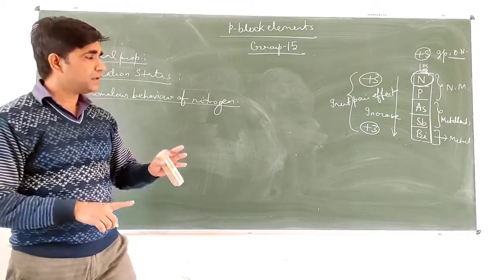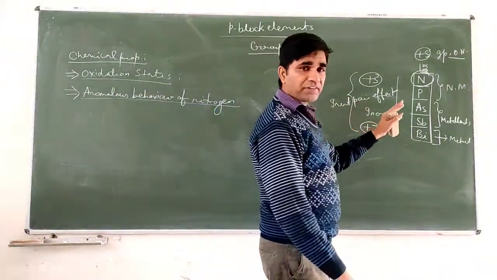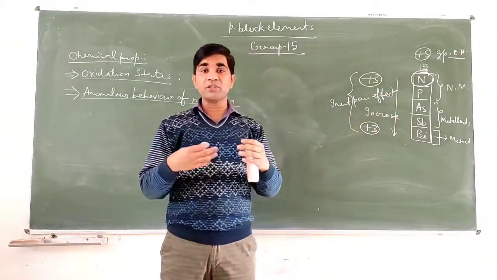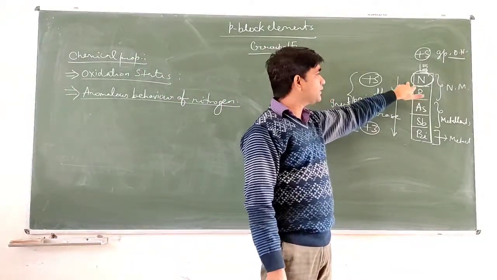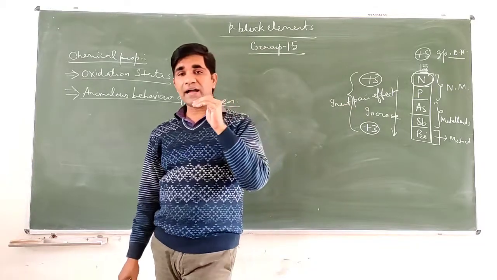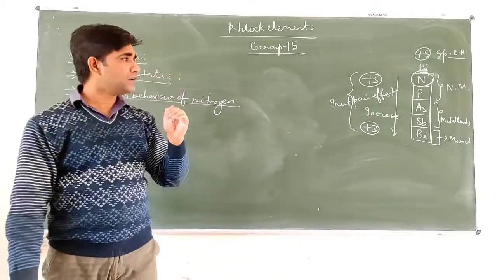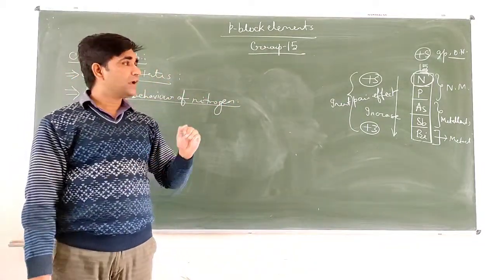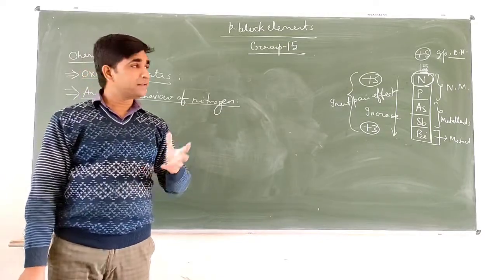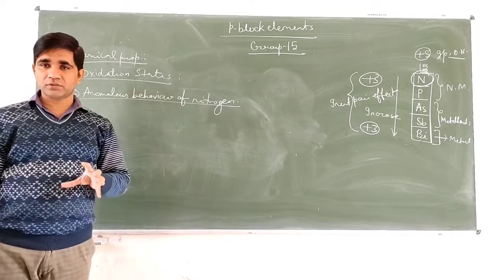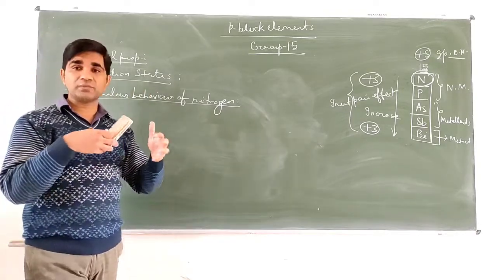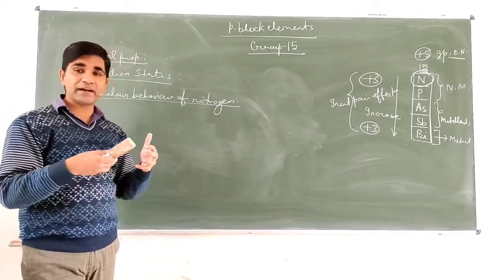I repeat again. The reasons for the anomalous behavior are: first, exceptionally small size; second, high ionization enthalpy; third, high electronegativity; and fourth, absence of d orbitals. These are the reasons for the anomalous behavior. Now we discuss what the anomalous behaviors are due to these reasons.